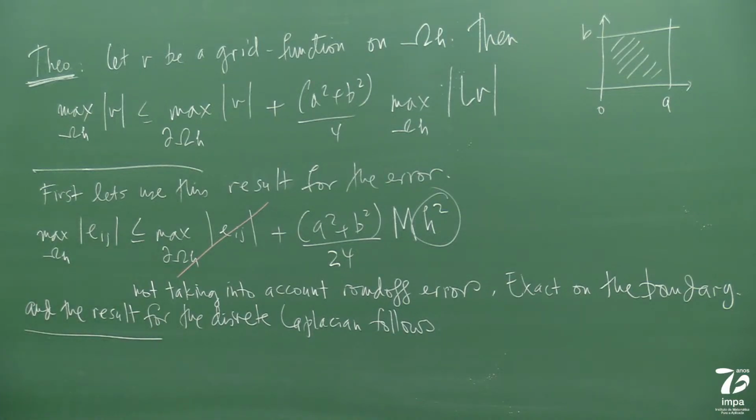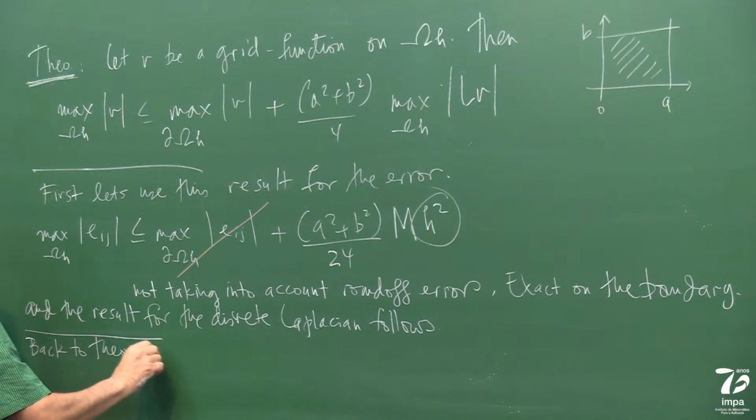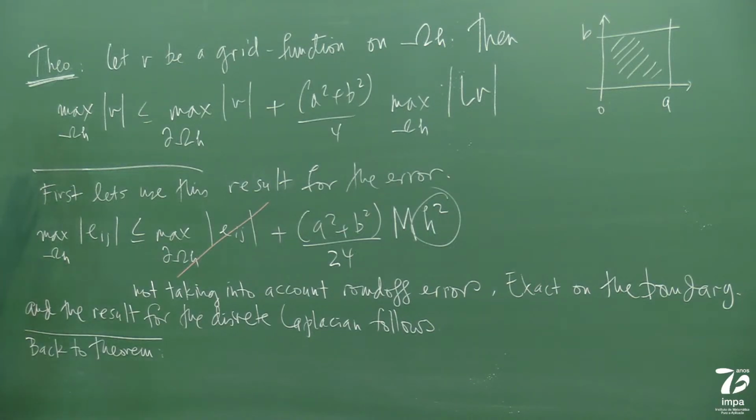Now, let's check the theorem. So back to the theorem. We're going to then show that this is true. This was just for some grid function, so this is good for some grid function. And in this case, we had, of course, the error, which is not necessarily discrete harmonic. Okay, so the proof of the theorem.